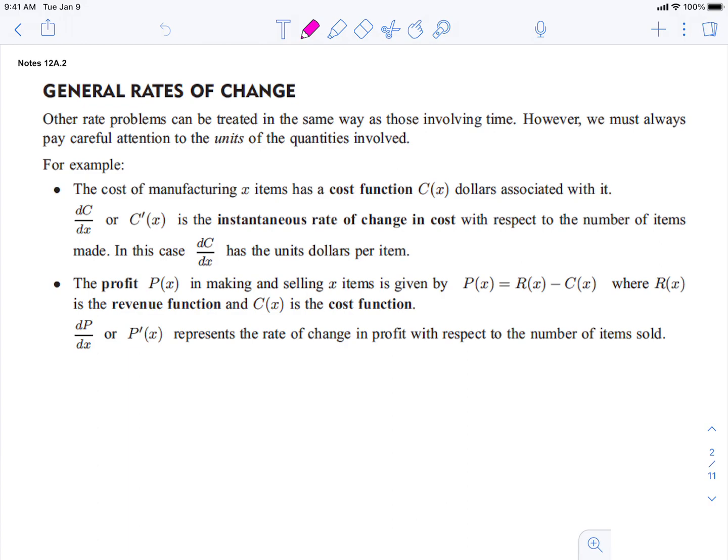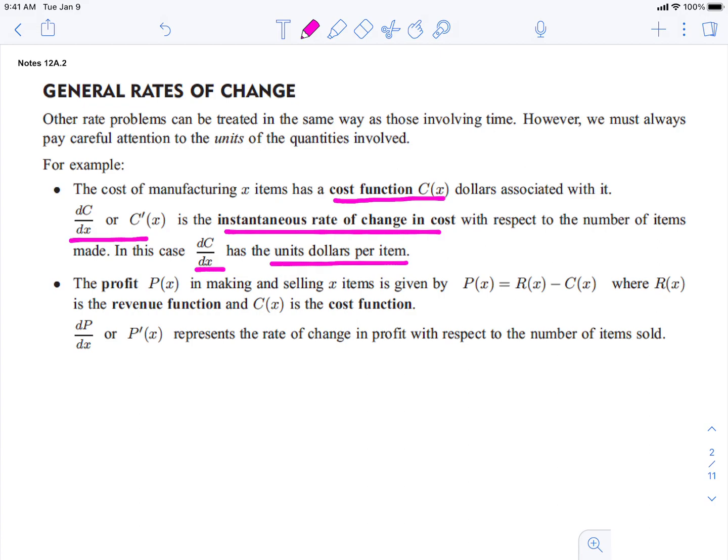For example, the cost of manufacturing x items has a cost function, C of x, in dollars. So the derivative function would be the instantaneous rate of change in cost with respect to the number of items made. So instead of the unit being per unit of time, the derivative's unit is going to be dollars per item.